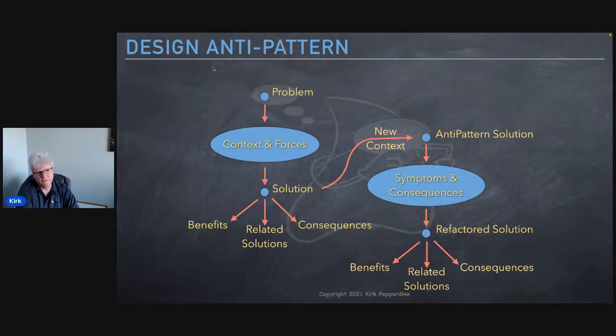And so you can see a bit of a flow chart here, right? So we have a solution, and in this case, what we're saying is that people are taking a design pattern and applying it into a new context. And in this case, they're transforming a pattern into an anti-pattern. And there's going to be some symptoms and consequences here. And the refactored solution should be applying an appropriate design pattern for that context and the forces that you're dealing with.